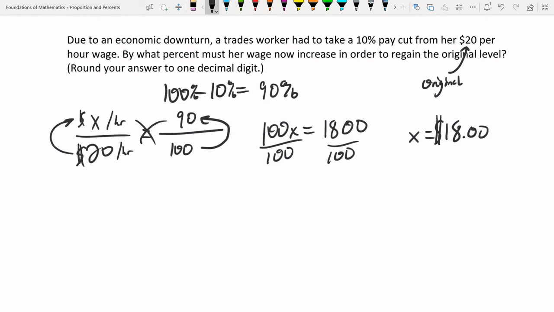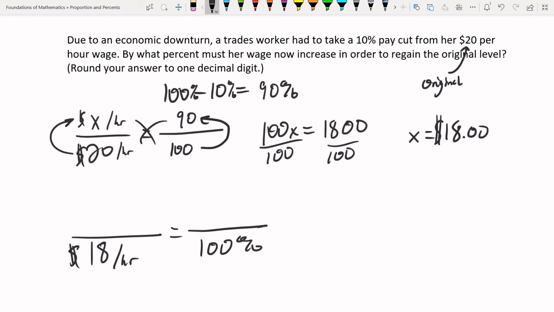Now, what percent increase must she get now to regain her original $20 per hour wage? Well, we can do the same kind of process, right? We're looking for, now the original, quote unquote original, is $18 an hour. And that's going to be our 100%. We're trying to figure out what percentage, right? That's going to be our X there. We know we're trying to go to $20 an hour. We're trying to figure out if 18 goes to 20, what must this percentage go up to?